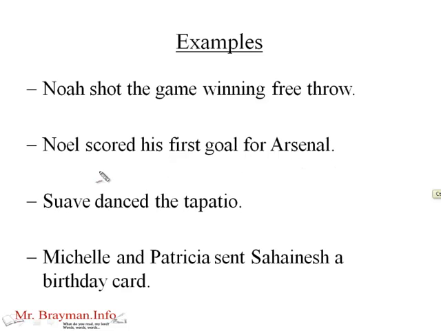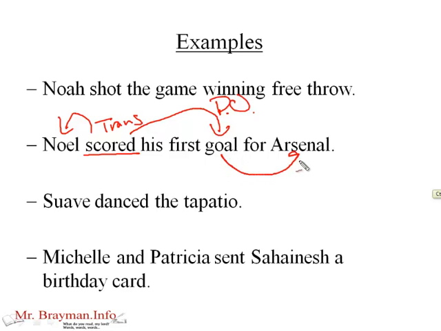Noel scored his first goal for Arsenal, right? Scored is the transitive verb. Who or what did that? Noel did. What did he score? He scored a goal. So that's a direct object. To or for whom did he score the goal? He scored it for Arsenal. In this case, the preposition was already in there. And then his and first both modify goal. You got a possessive pronoun and an adjective.